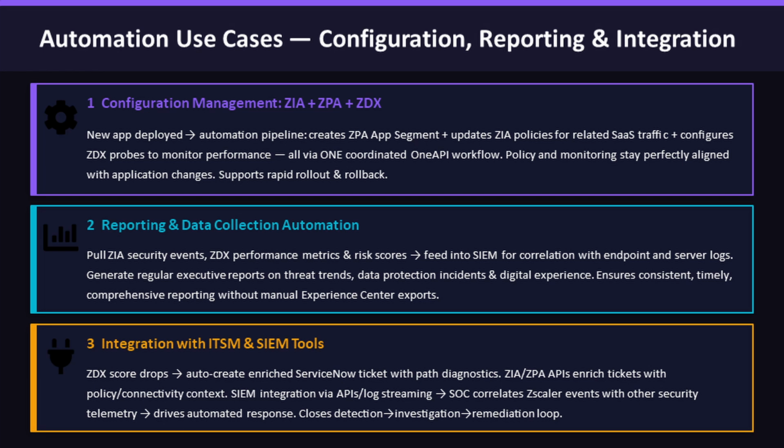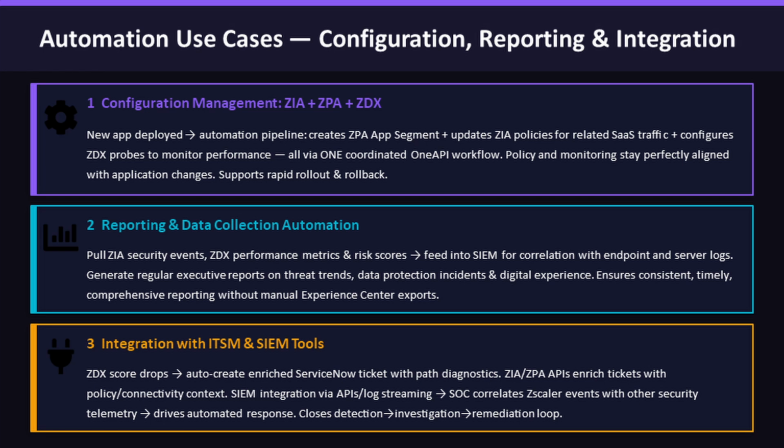Let's ground the framework in three concrete automation use cases that appear directly in the exam domains. Use case 1, configuration management across ZIA, ZPA, and ZDX. The canonical scenario is new application deployment. When a new app is deployed in your environment, an automation pipeline executes. It calls the ZPA API to create the app segment and access policy.